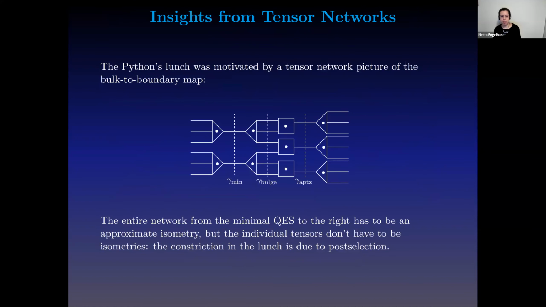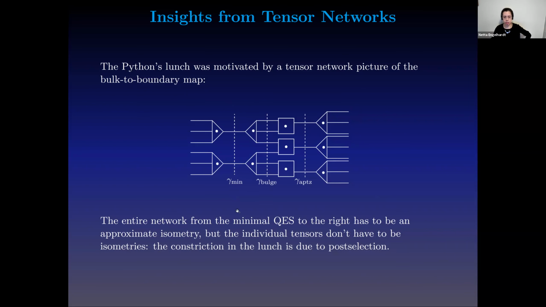Okay, so here's the promised tensor network picture. So these folks who proposed the Python's lunch were motivated by this tensor network picture of the bulk to boundary map. So here we have a tensor network that's a toy model. These are not any particular tensors, they're not random tensors or anything like that. This is just a very rough sketch of what it might look like. So here we have a tensor network where we start out here. This is the minimal cut across the tensor network. And we push through the tensor network to get to the boundary. This is how we would do bulk reconstruction here.